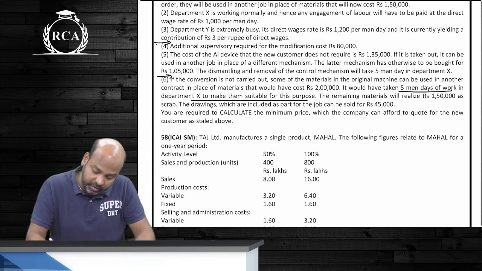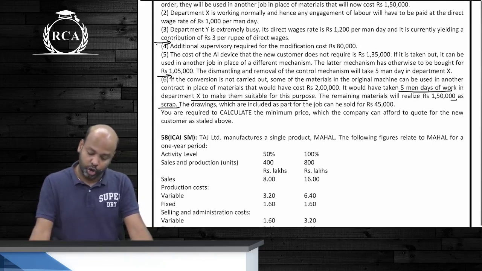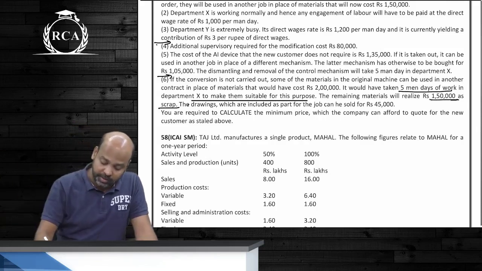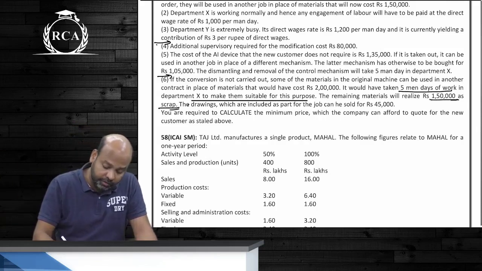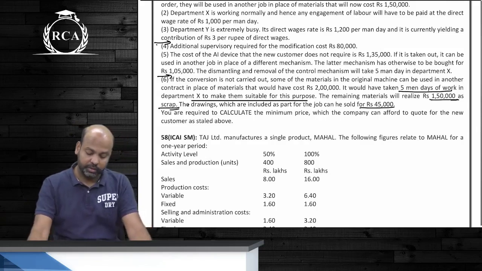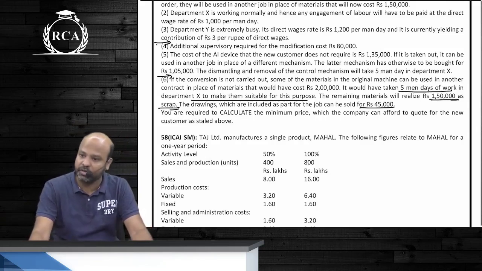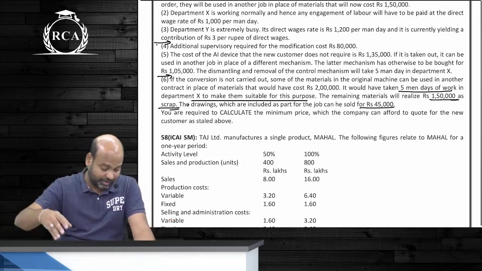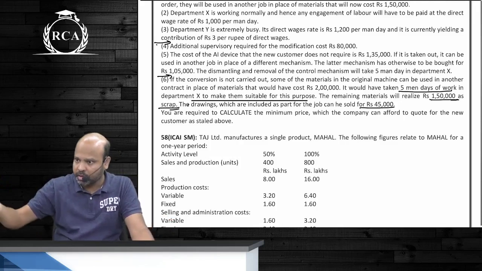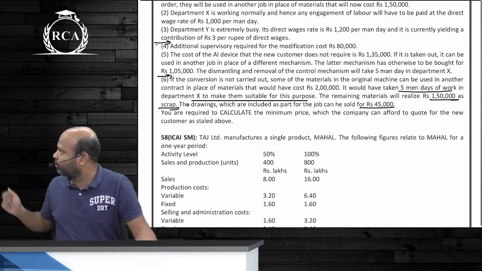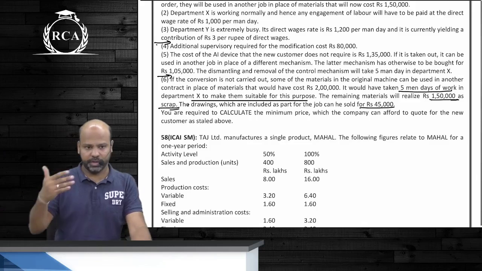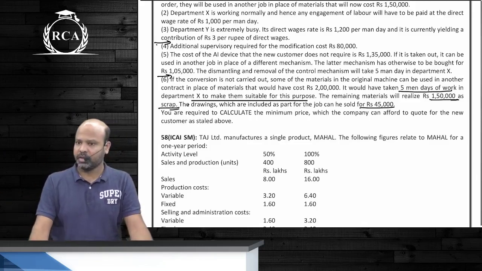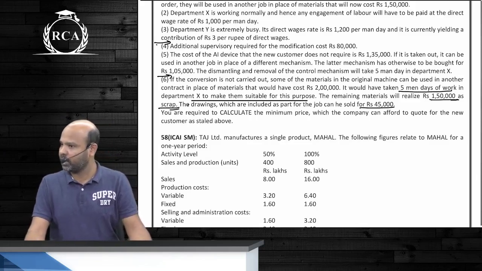The remaining materials will realize 1,50,000 as scrap. Opportunity cost. All of this is if you do not carry out the conversion. Will this become opportunity cost? The drawings which are included can be sold for 45,000. Even that is opportunity cost. I will not be able to sell the drawings if I am taking up the modification work, because I will hand it over to the new customer. Are you clear? All of these will become your opportunity cost. The question is done. You have to add all of these expenses and arrive at the total amount of relevant cost. Is that clear, kids? Are you trying to understand it?